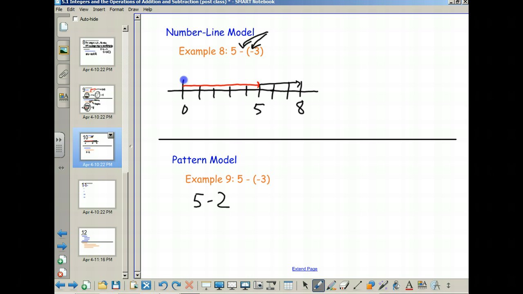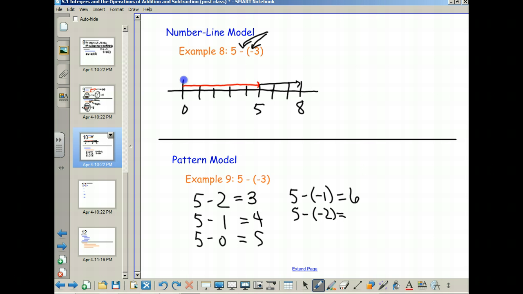We're going to start with 5 minus 2. What's 5 minus 2? 3. Thank you. 5 minus 1. 4. 5 minus 0. 5. So what's happening? My numbers here, the answers, they're increasing by 1. So what's 5 minus negative 1 then? 6, because I'm supposed to continue the pattern, right? So 5 minus negative 2 would be 7, and 5 minus negative 3 would then be 8 from a patterned perspective.